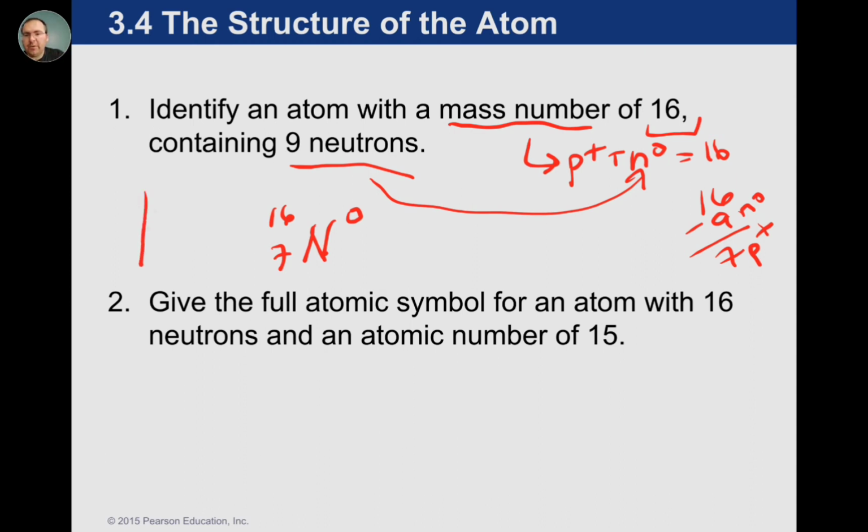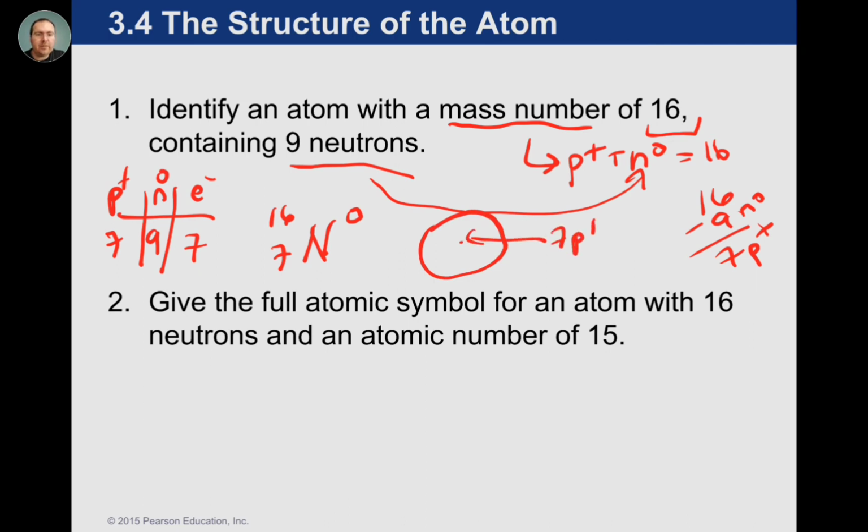I like to sometimes make a chart. Protons, neutrons, electrons. In this case, we have 7 protons that are positive, 7 electrons that are negative, and then we have the 9 neutrons that were given in the problem. If we had an atom, Bush stadium, marble, we'd have our 7 protons, we'd have our 9 neutrons in the marble, called the nucleus, and then out here we would have our 7 electrons in that stadium.